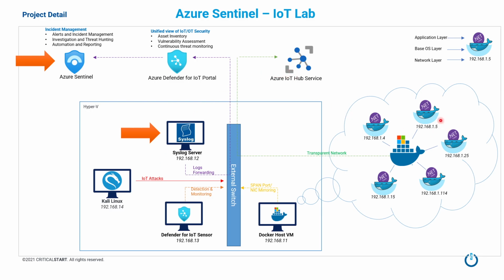You actually have simulated IoT devices communicating to an actual IoT service provider, and on the same external switch, or on the same network, you have Defender for IoT and an attacking VM available as well. Then you use the syslog server to sync any of the alerts detected by Defender for IoT into Azure Sentinel, so that in Azure Sentinel you can do advanced investigation and incident response.